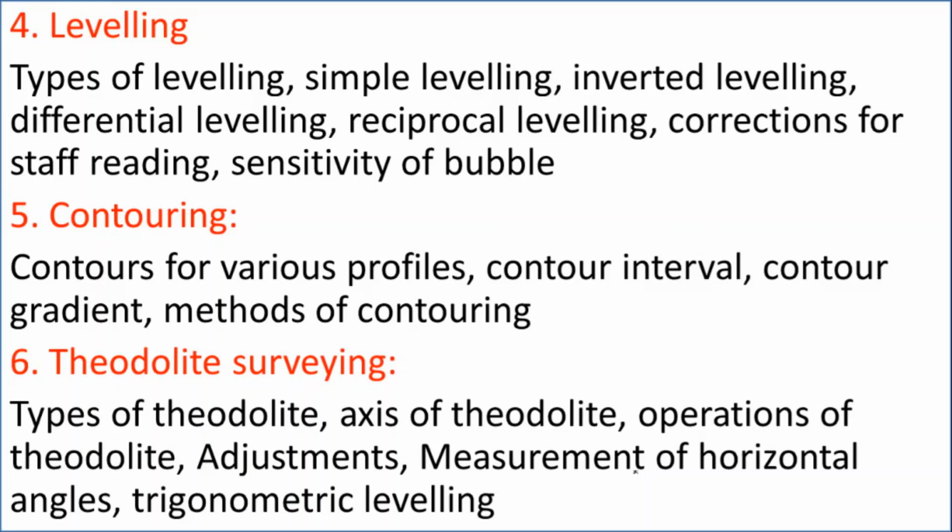Then we will see the adjustments, like temporary adjustments, permanent adjustments, these things. Then finally we will see the measurement of horizontal angles. So basically there are two methods for that. One is the method of repetition, and the second one is the method of reiteration. Both the methods we will see here.